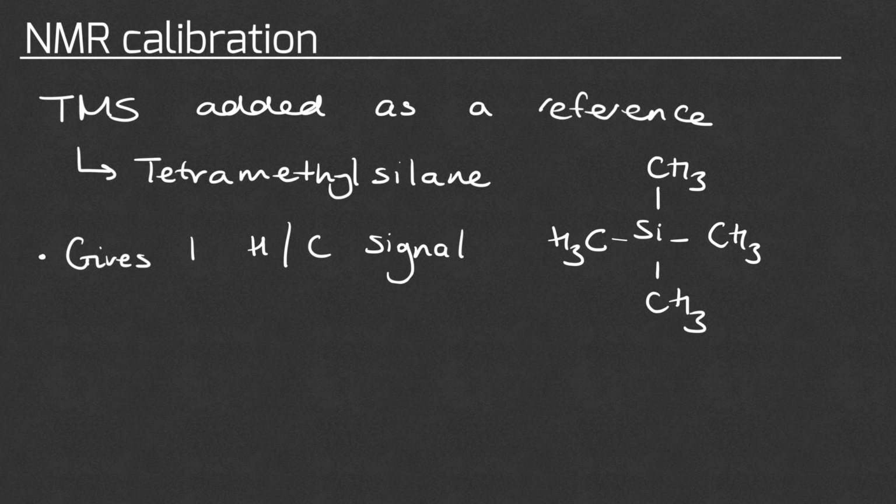So this way we can consider the TMS being added to the compound for a calibration purpose. We know what the 0 peak is, and all the rest of the peaks in our sample are always measured relative to TMS.